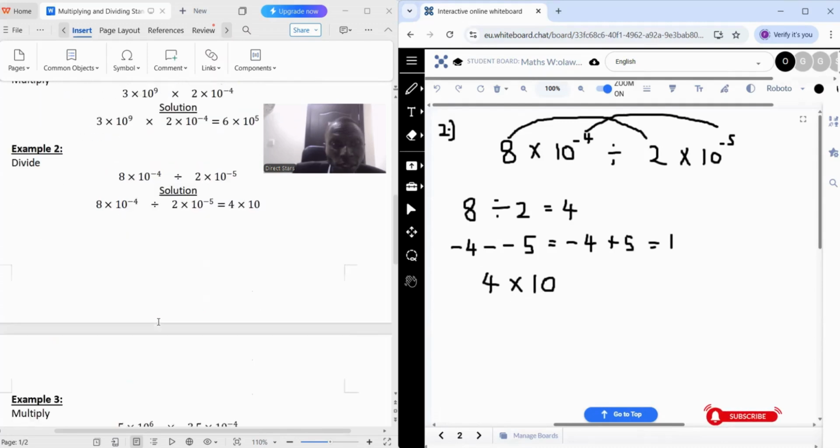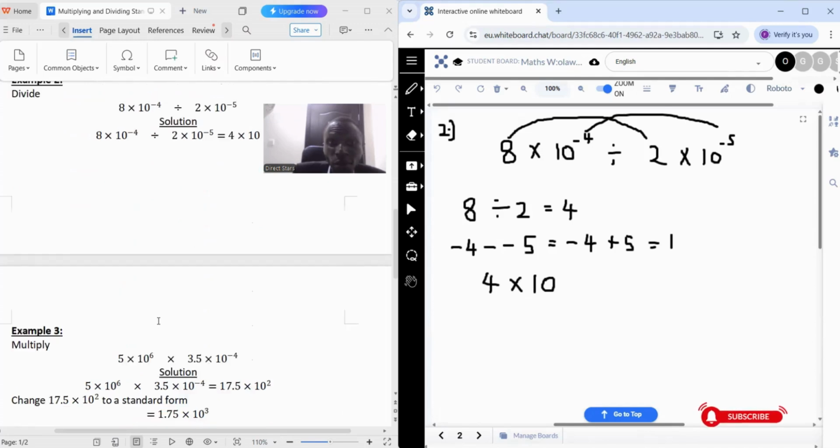Now let's look at the third example. The third example is different from example 1 and example 2. Here, your answer must be in standard form. If your answer is not in standard form, then you have to make it a standard form. And that's what we're going to look at in example 3 and example 4.